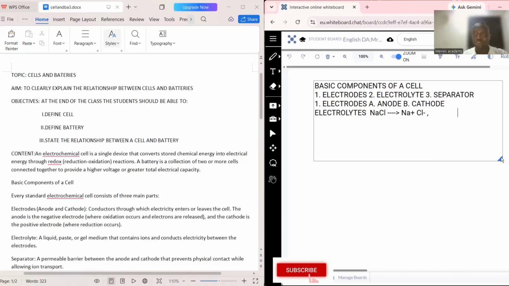Now let's go on to the third component of a cell, and that is the separator. A separator is a permeable barrier between the cathode and the anode that prevents physical contact while allowing ion transport or movement. That is what we define as a separator. So in cells, we usually have separators.